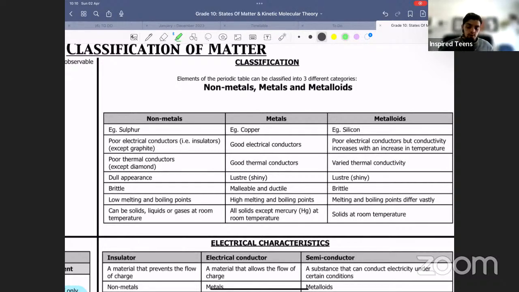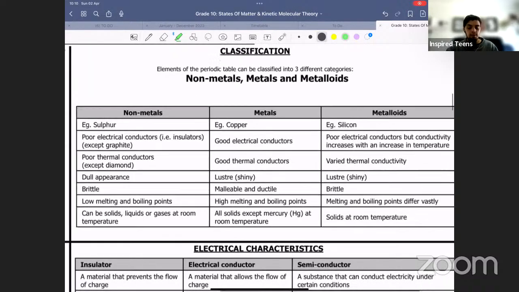So we're discussing non-metals, metals, and metalloids. So we said that the non-metals are insulators, poor thermal conductors, with dull appearances, brittle, and low melting and boiling points. Non-metals can be solid, liquids, or gases at room temperature. They could be either or. Let's talk about metals. An example is copper.